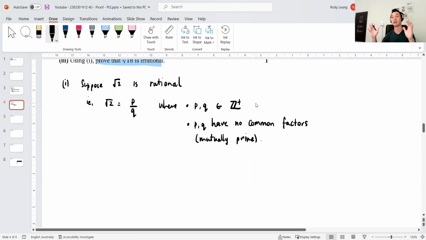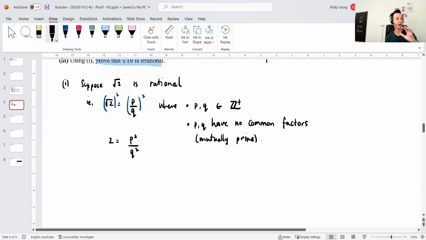Because if it's even, then I could say that it's 2 times something. 2 is a common factor. That basically breaks this assumption, right? Breaks the negation case. So let's work it off mathematically. Square both sides, and you get 2 equals P squared over Q squared.